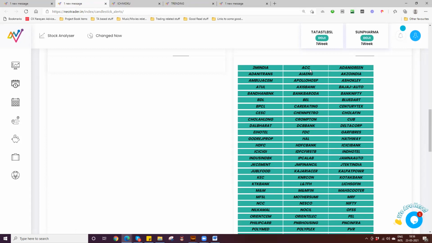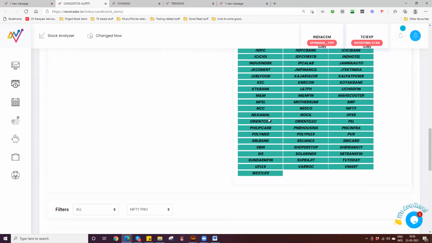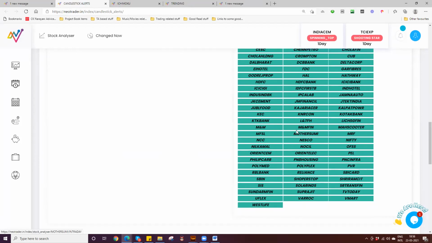So you got ACC, you got Ambuja, you got Apollo Hospital, Ashok Leyland, Axis Bank, Bajaj Auto, so on and so forth, right? Now, what you want to do here is find the common names from the H4 bracketed list, right? From this list.